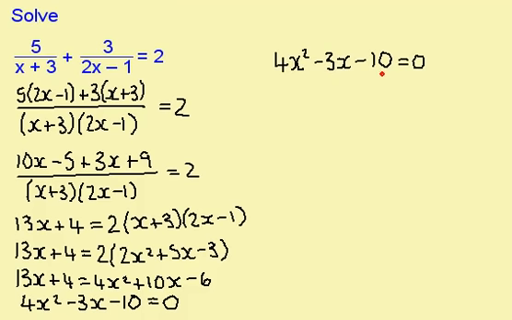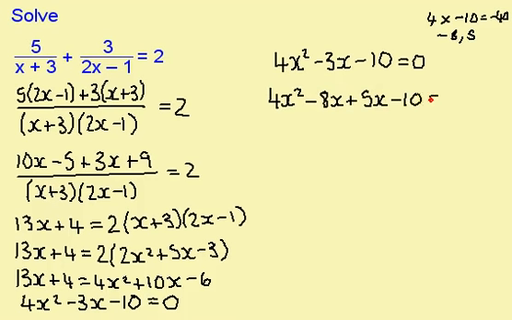To solve this, I'm going to factorise it. I'm going to use a standard method for factorising quadratics. 4 times minus 10 gives me minus 40. So I'm looking for two numbers that multiply to give me minus 40 and add to give me minus 3. They are minus 8 and 5. So I have 4x squared minus 8x plus 5x minus 10 equals 0.